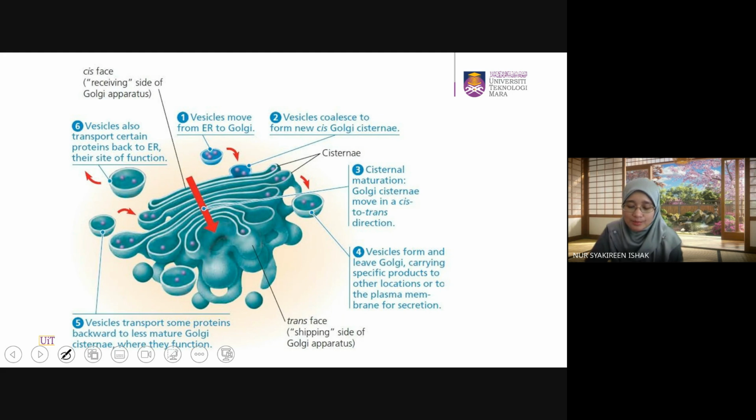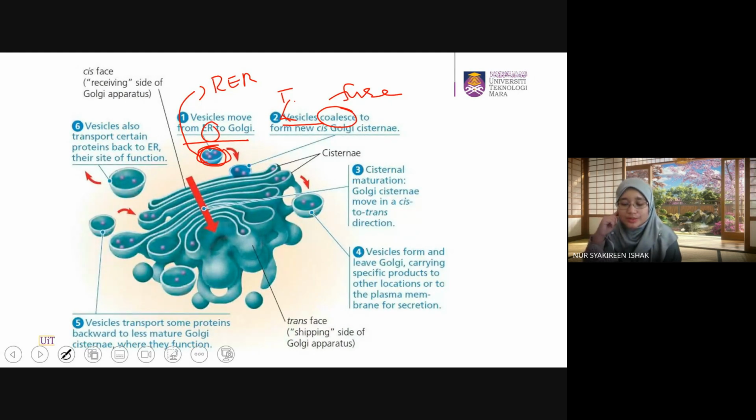The first one: the vesicle moves from the ER to the Golgi apparatus. These are transport vesicles which contain products. Product here refers to protein or glycoprotein that comes from the rough endoplasmic reticulum. And then these transport vesicles, to make it clearer, instead of coalesce you can use the term fuse. The membrane of the vesicle fuses with the membrane of the Golgi apparatus at the cis phase.